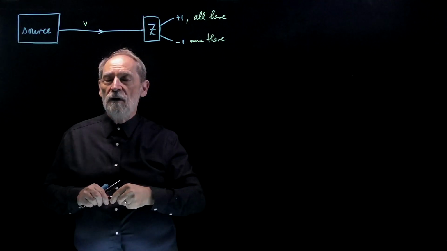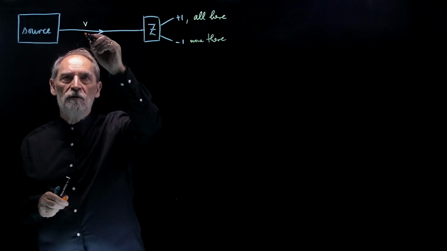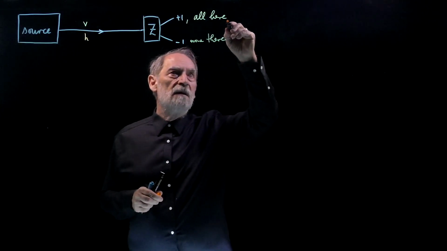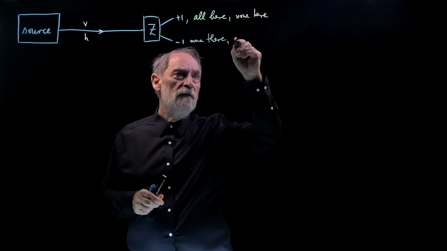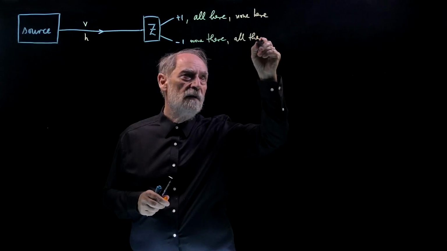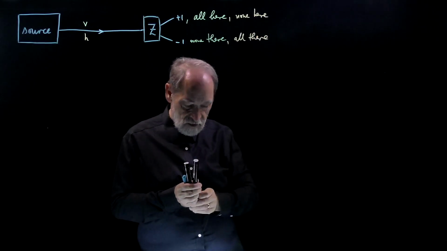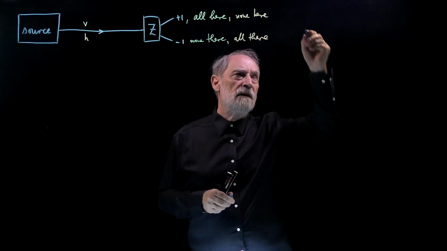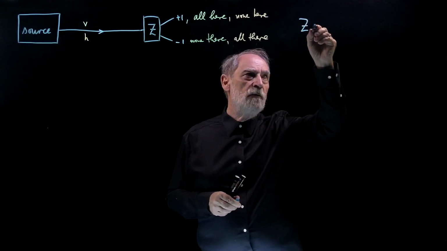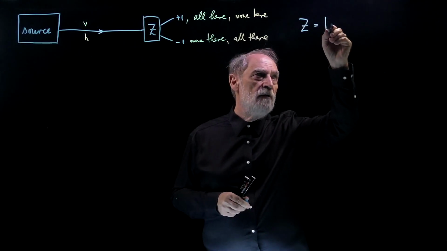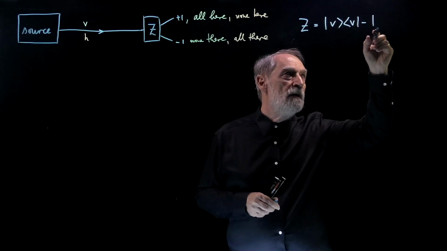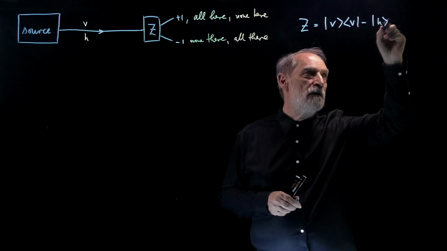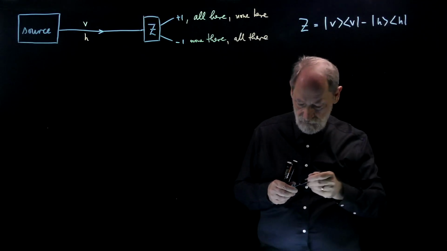Now, if instead of vertically polarized photons, we have horizontally polarized photons, then none of them go here, and all of them go there. And this is, of course, just a reminder that the Z operator has value +1 for the vertically polarized photons and value -1 for the horizontally polarized photons.